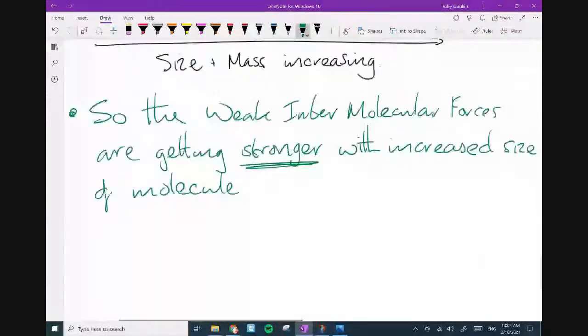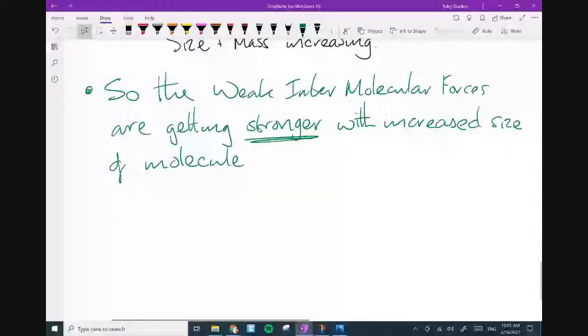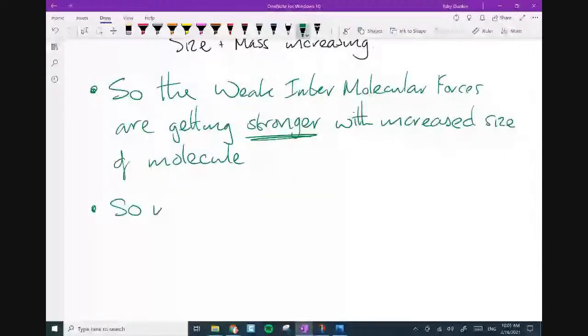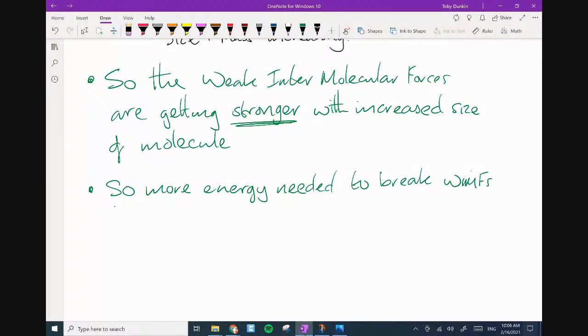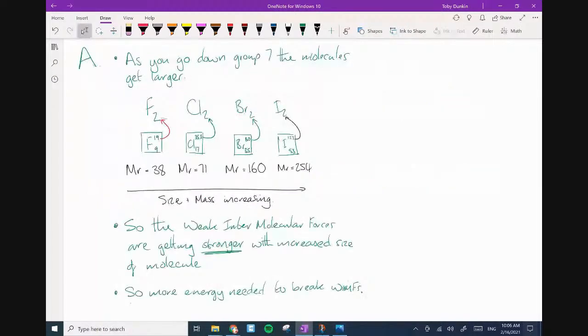Stronger, yes. And then you always go back to energy. So more energy needed to break WIMFs in iodine compared to fluorine. Just give an example. More energy to break WIMFs. That's it. So that's all you've done there. So it's a really clever trick. We can do this. So it's nice to use the halogens as an example. Love the halogens. So let's do another one.